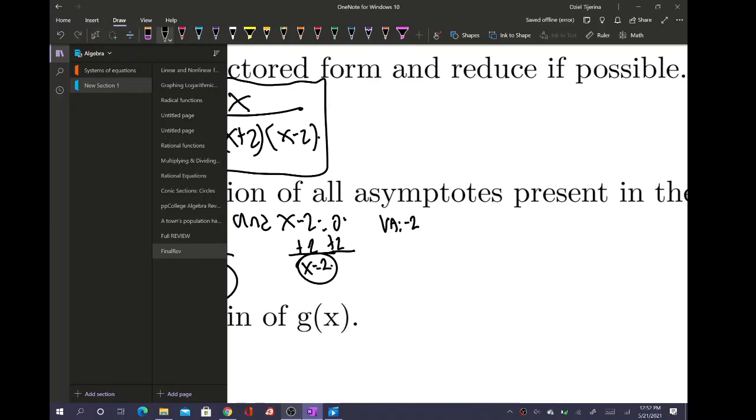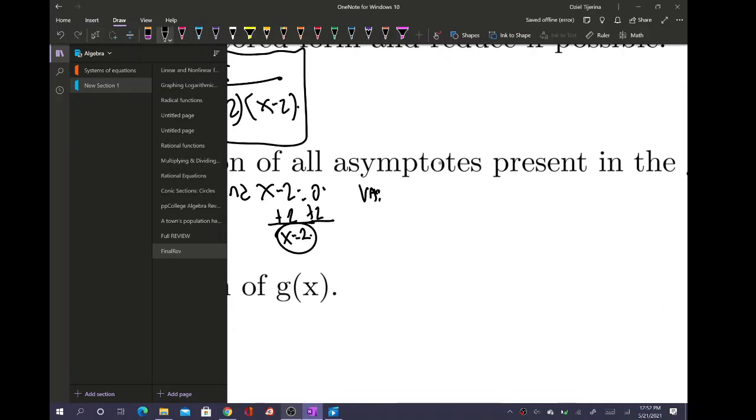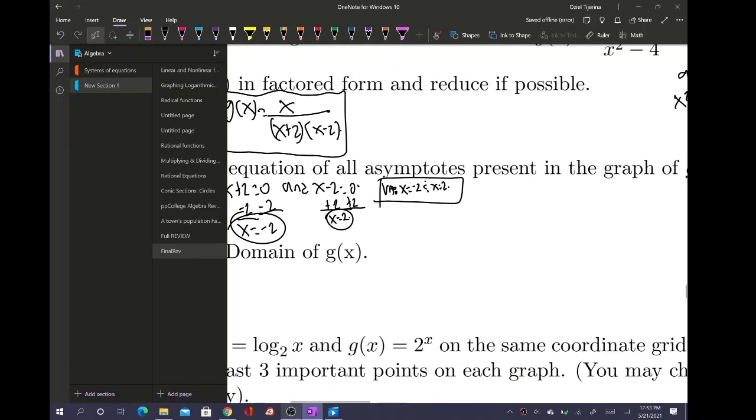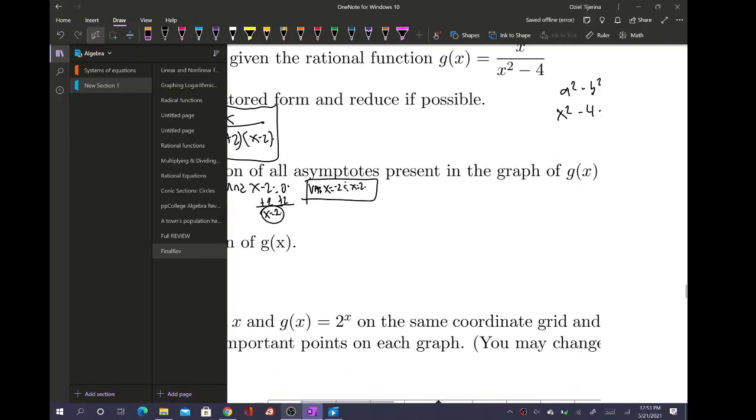So you want to make sure that you actually put x equals negative 2 and x equals 2. You don't want to say negative 2 and 2 because they're not going to know what you're talking about. You always want to make sure you put x equals negative 2 and x equals 2, whatever number it is for x.